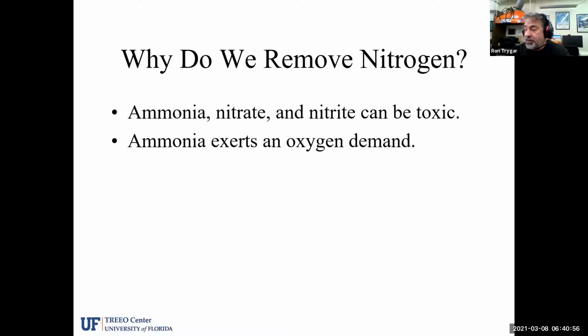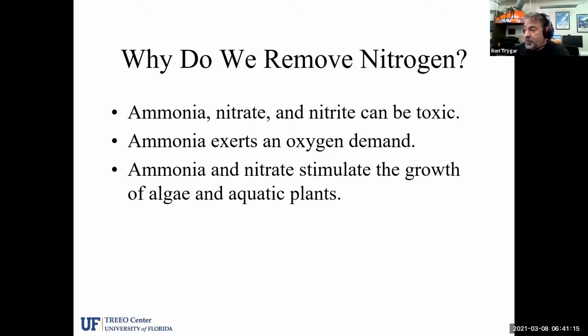We also know that ammonia in the environment exerts an oxygen demand from the bacteria that are willing and able to use the ammonia as an energy source. So there will be an oxygen demand placed on the environment as the autotrophic bacteria start to use this ammonia as an energy source. We know also that ammonia and nitrate stimulate the growth of algae and other aquatic plants. So it's a plant available nutrient, and we want to try to limit the negative effects of the eutrophication of the water body where the nitrogen is being discharged.